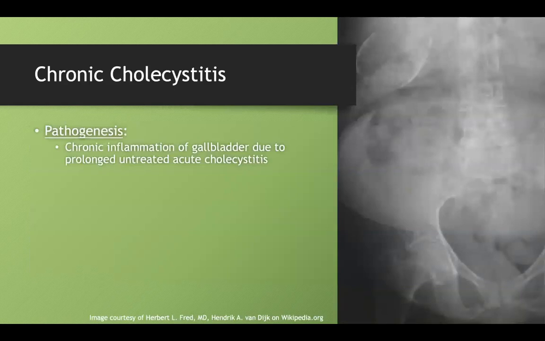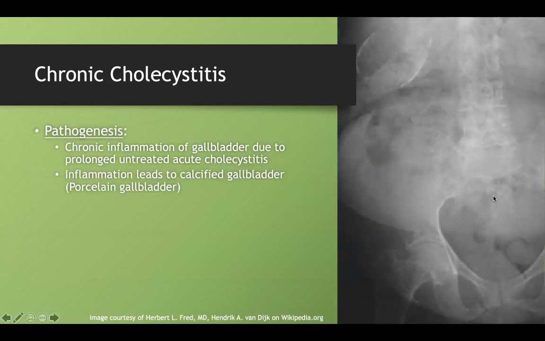This is, as the name suggests, chronic inflammation of the gallbladder, usually due to untreated acute cholecystitis. And this can lead to a calcified gallbladder, also known as a porcelain gallbladder. Here on this X-ray, you can actually see the lining of your gallbladder, which is unusual. So that's known as the porcelain gallbladder, suggestive of chronic cholecystitis.